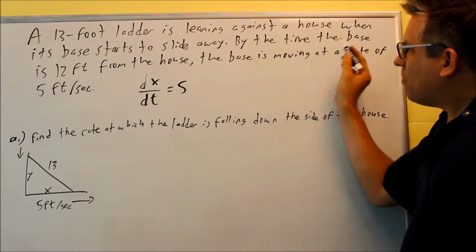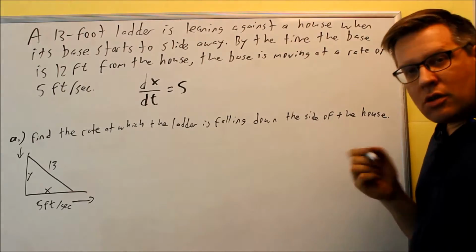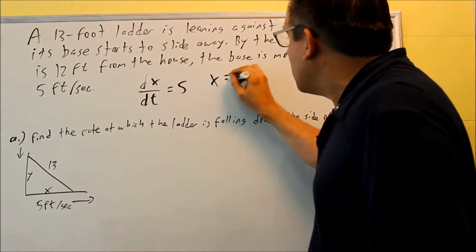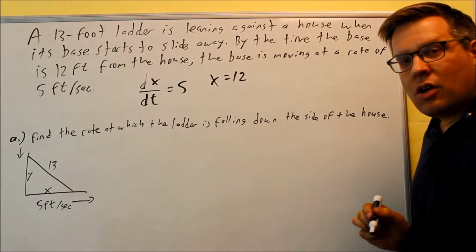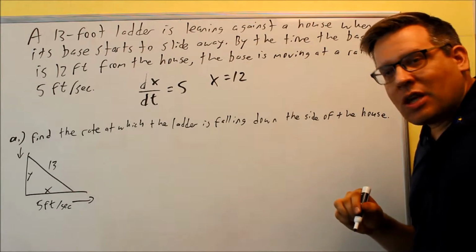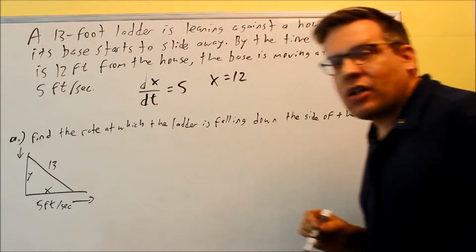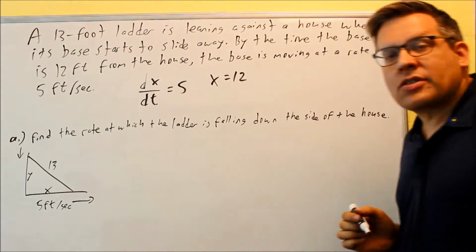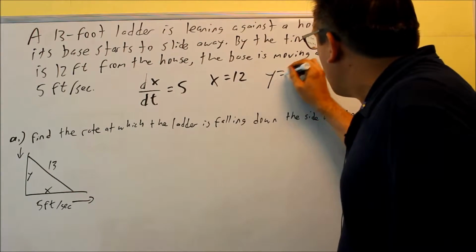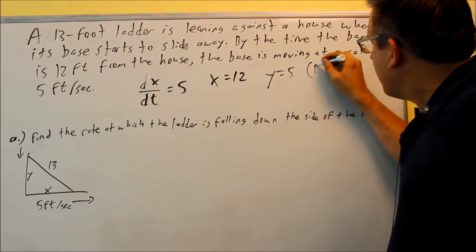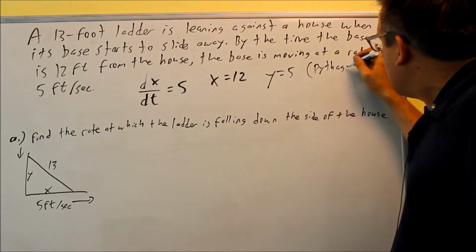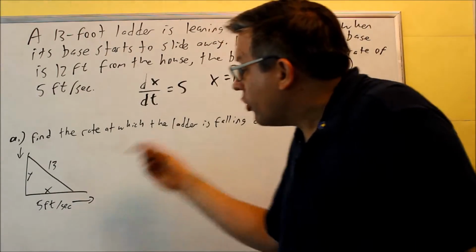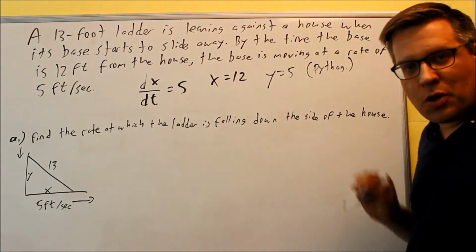It says by the time the base is 12 feet from the house. Okay, the base, that's going to be your x. That's 12, so x is equal to 12. We should go ahead and solve for y at the same time because they'll probably ask us for that later too. Now if I have 12 and I have a 13, that means y is going to have to equal 5. So I'm going to put y equals 5, and then I'm going to put the Pythagorean Theorem, basically how you can find that again, or you know it's a 5, 12, 13 special triangle.